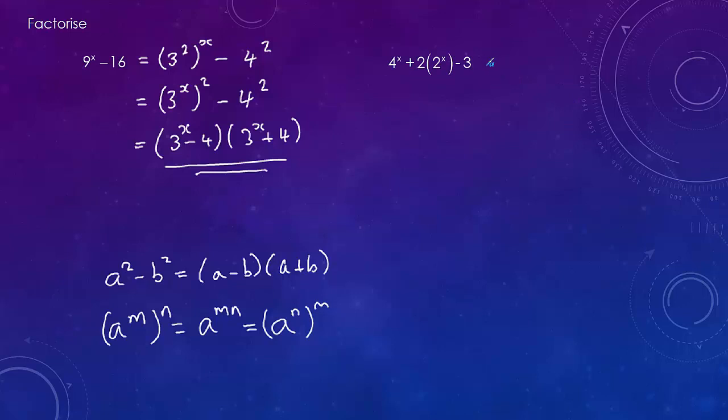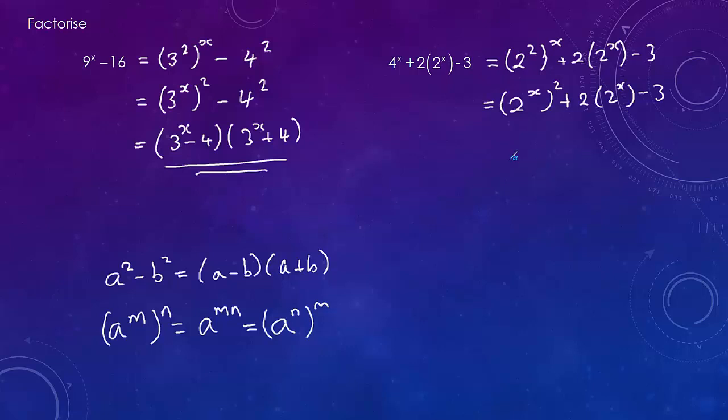And finally here, we're going to try to factorize this. Now 4, of course, is 2 squared. So we've got 2 squared to the x plus 2 lots of 2 to the x, take away 3. And as we did over here, we can interchange the 2 and the x. So we've got 2 to the x, squared plus twice 2 to the x, take away 3.